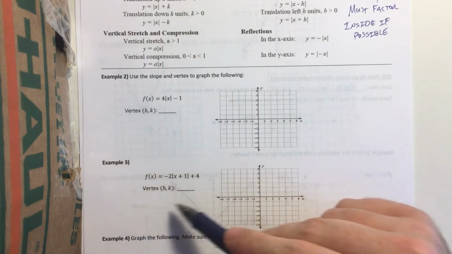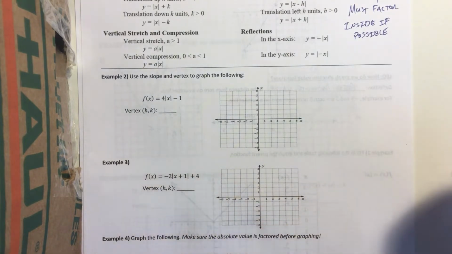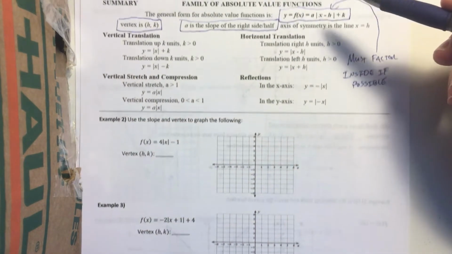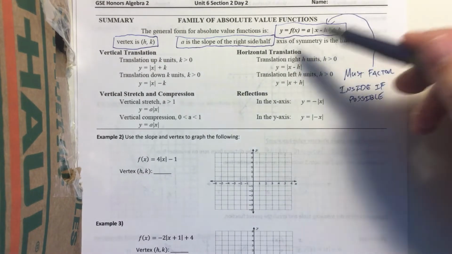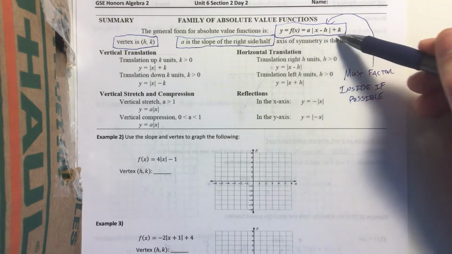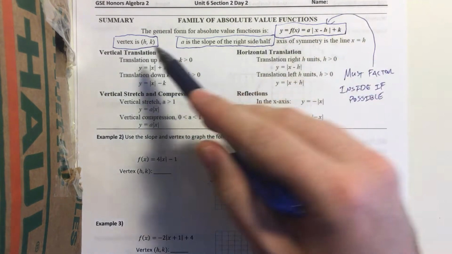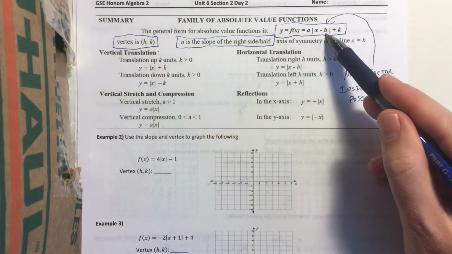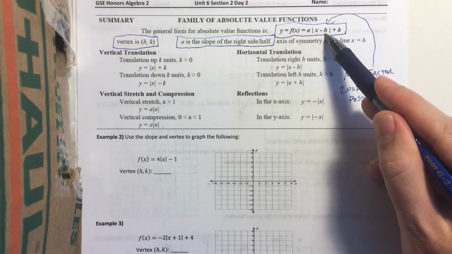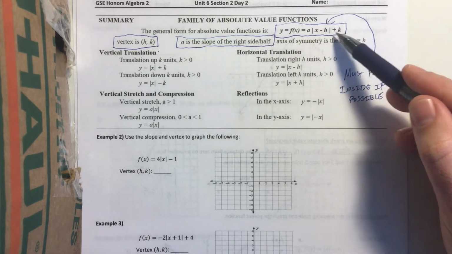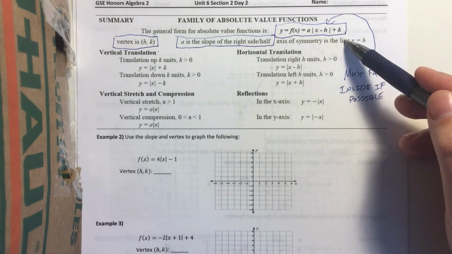The first thing you're going to do when you're trying to graph these is identify what the vertex is. So I had you box some things in up here. This function right here is the general form, where the vertex is h comma k. So h is inside the absolute value bars with the x, and the k value is whatever is being added or subtracted outside.